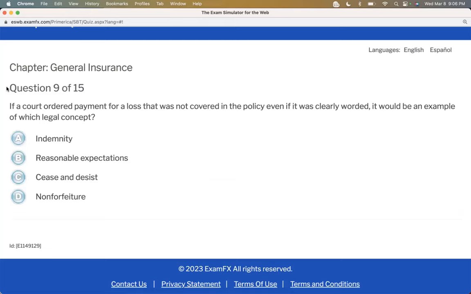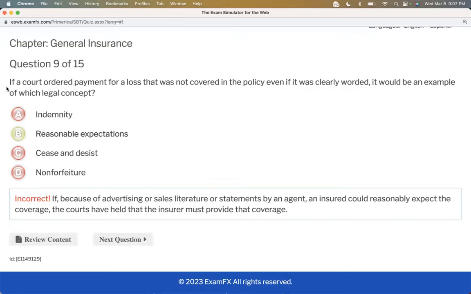A court ordered payment for a loss that was not covered by the policy, even if it was clearly worded, would be an example of which legal concept? Reasonable expectation, forfeit, cease or desist? I don't think cease or desist. Indemnity. Oh, I'm gonna go with reasonable expectation. Interesting. Which one did you go with? I went with A, indemnity. Okay, I said C, so the answer is B? The answer is B, reasonable expectation. If because of advertising or sales literature or statements by an agent, an insured could reasonably expect the coverage, the court has held that the insured must be provided that coverage.